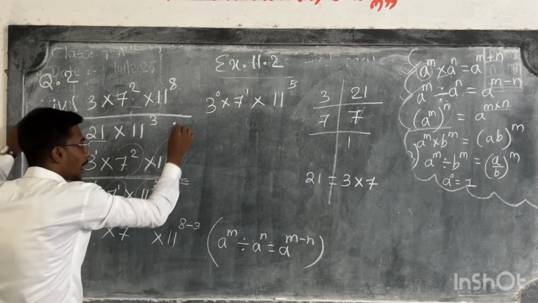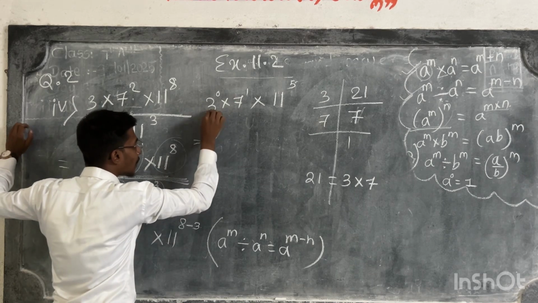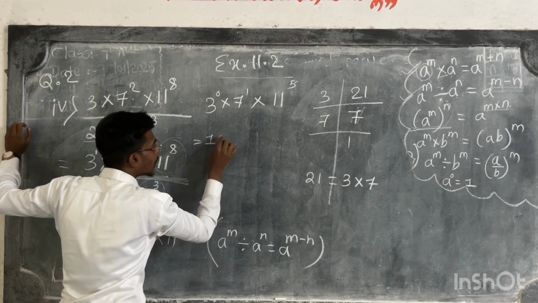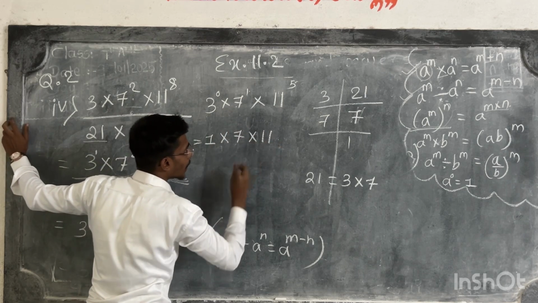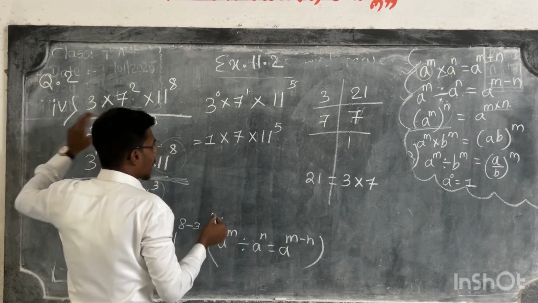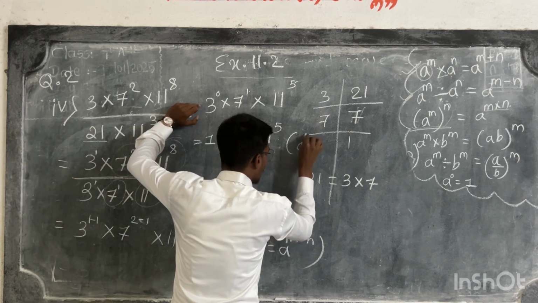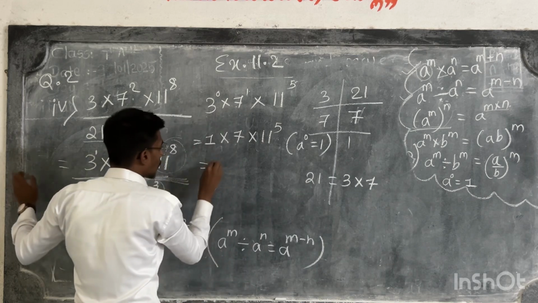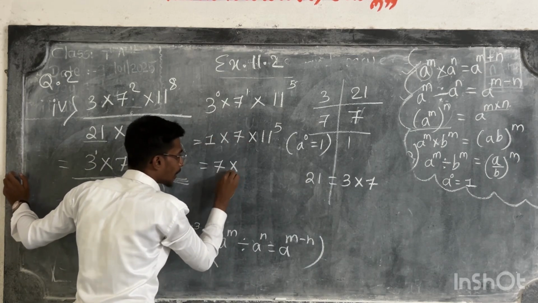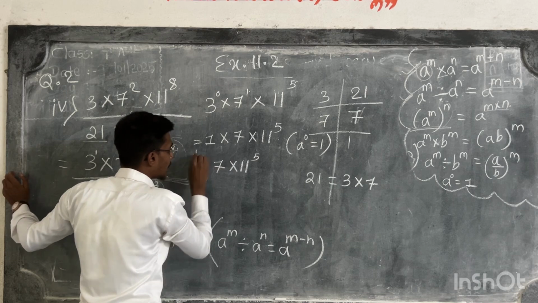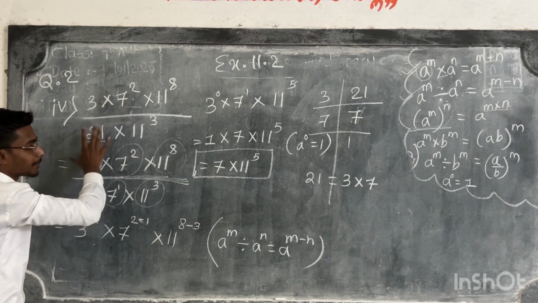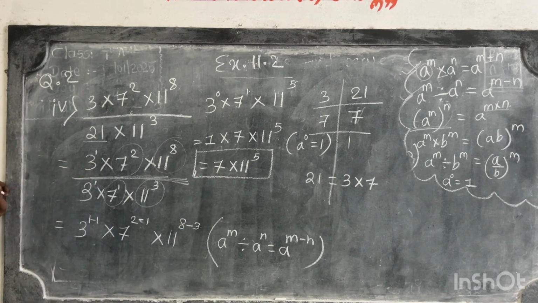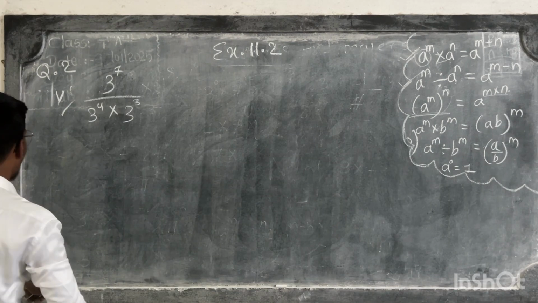We know that a to the power 0 is 1. In the place of 3 to the power 0, write 1 into 7 to the power 1, which means what? 7 into 11 to the power 5. Write in bracket which identity you use here. A to the power 0 is equal to 1. So 1 into 7, 7 into 11 to the power 5. In such a way, we have simplified this complex expression into a simple expression by using the identities. So write down. Now come to the next question.